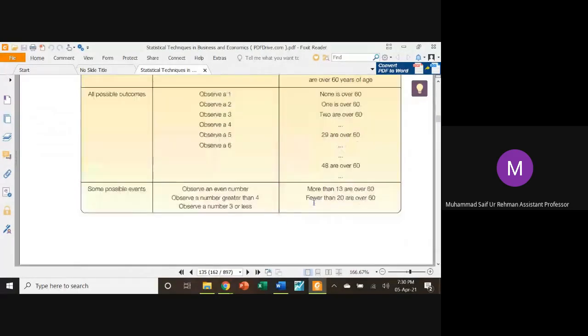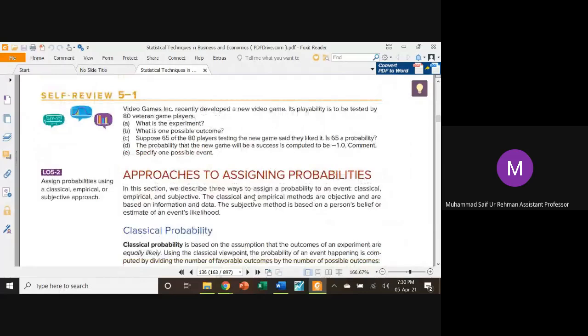Then comes this self-review. Video Games Incorporation recently developed a new video game. Its playability is to be tested by 80 veteran game players. So let's say there are 80 players, and we want to check the playability. So you may say that out of these 80, how many are saying that yes, it is playable? Fine, we may play it.